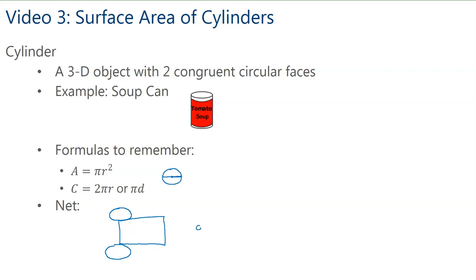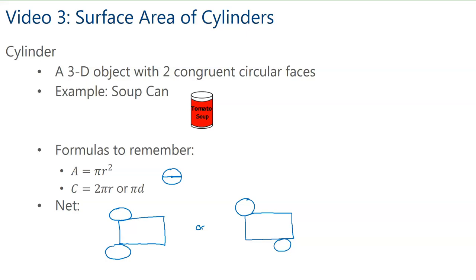Now you could also have it such that you have a circle here, and you have the rectangular piece, and then a circle here. Both of them fold together to become a cylinder. So now the reason why we need to know the area formula for a circle is because, of course, the top and the bottom are circles.